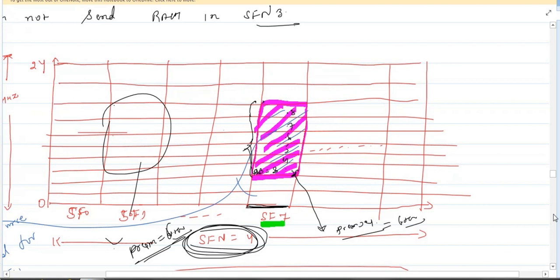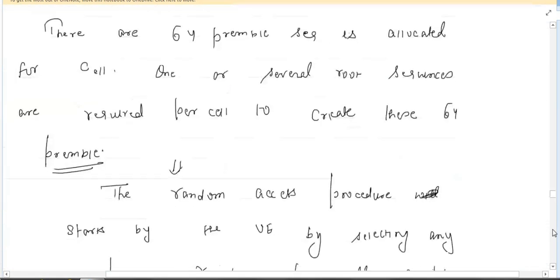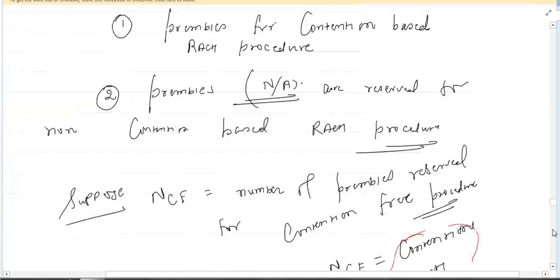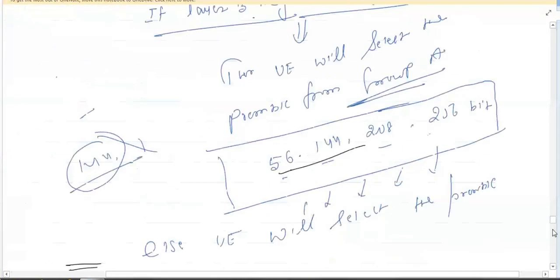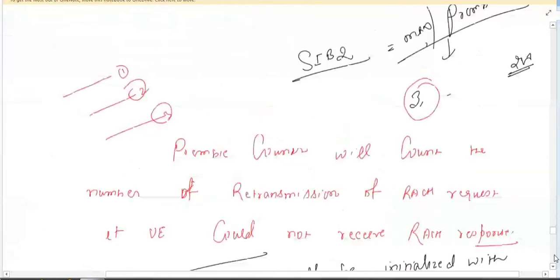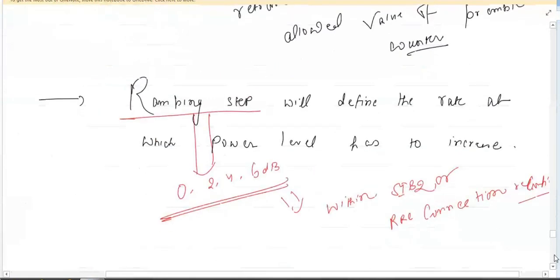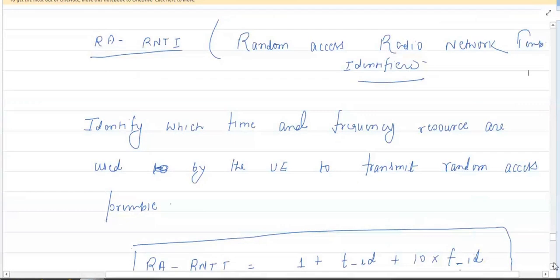Is it possible that more than one UE can have the same RA-RNTI? Sanjay, is it possible? If we talk about contention based, then it is possible, right? Yes, that's possible, contention based. So it is possible.